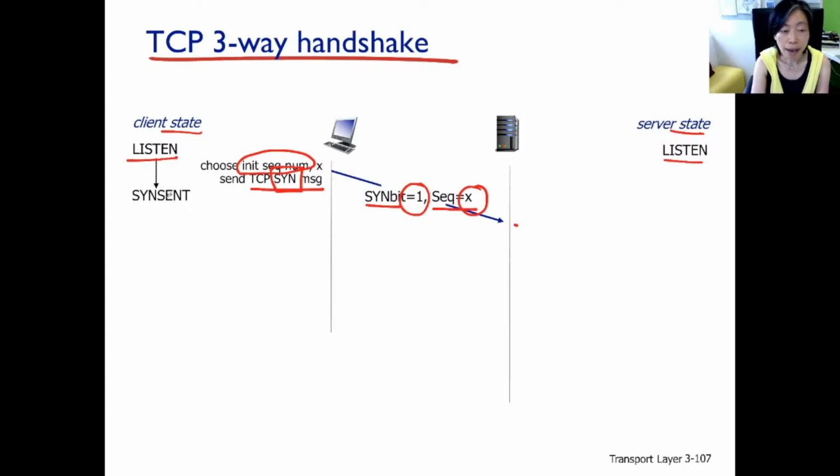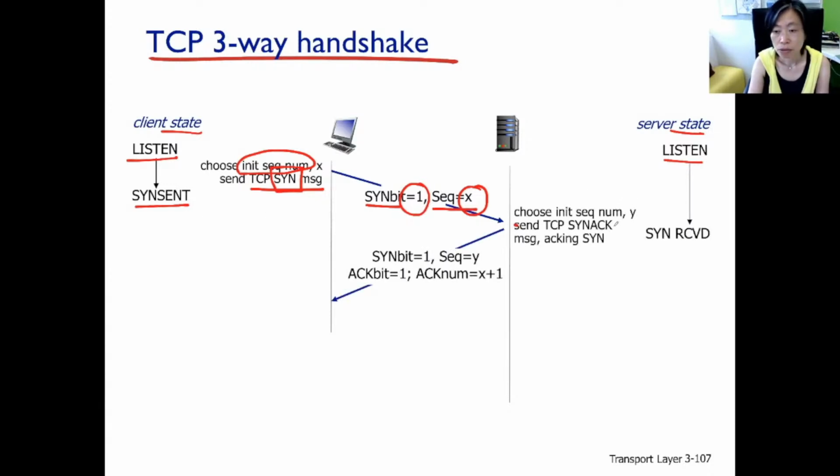So the client, after sending the packet, is going to be in the SYN sent state. Now the server will then be in the SYN received state. So the server here will be doing two things. First, send back an ACK to tell the sender of the SYN packet that the SYN packet is received. So SYN ACK is such a packet, to ACK receiving the SYN packet.